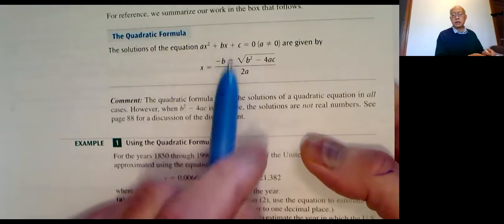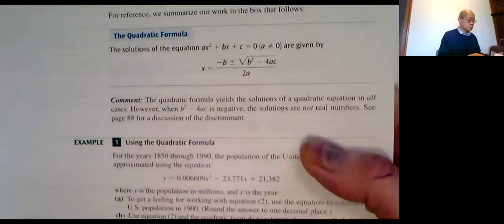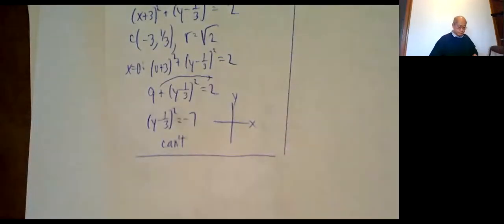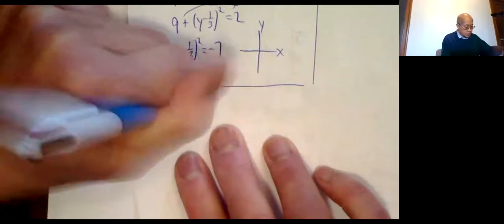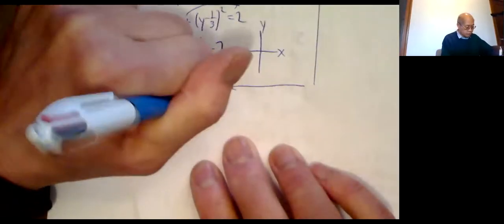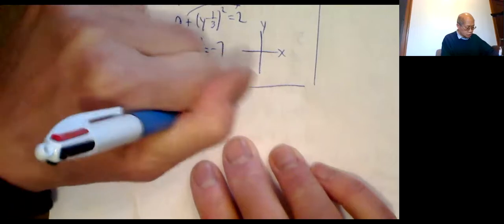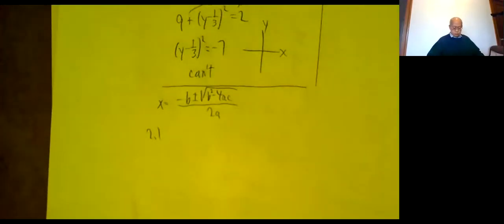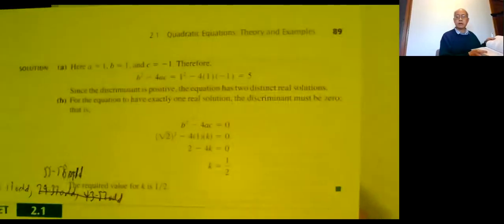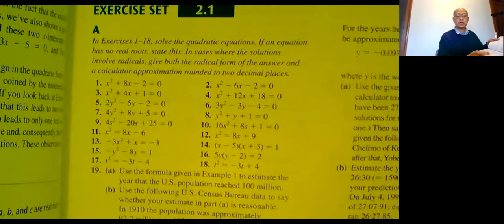I'll be doing some of these, and then we'll be done for the day. So let me write it again. X is negative b plus or minus the square root of b squared minus 4ac all over 2a. So 2.1. Here we are again. I'm not sure if I showed it to you earlier, but no harm in showing it to you again. Page 89, except it's in yellow now. So 1 to 17, I think you have it there.